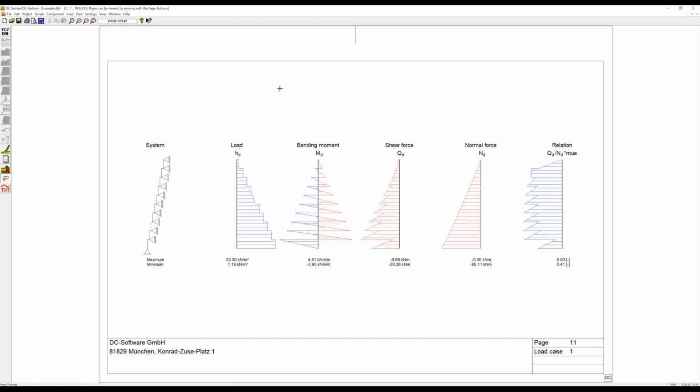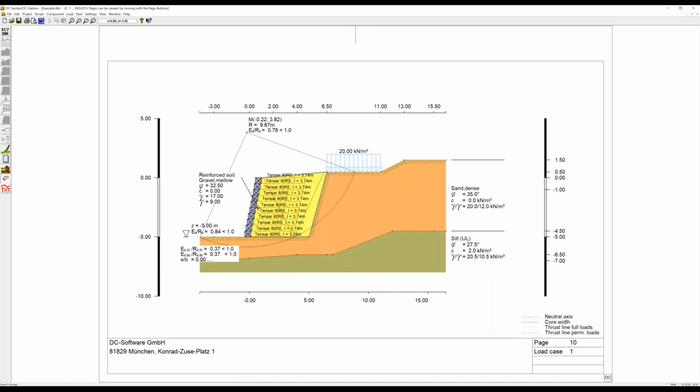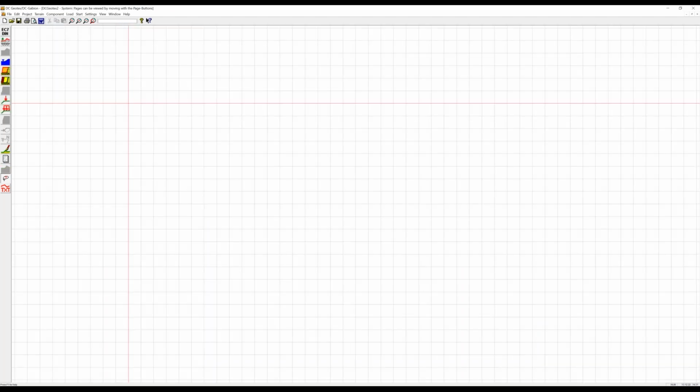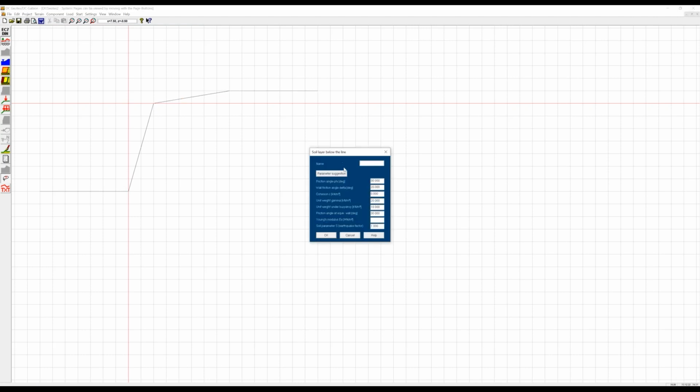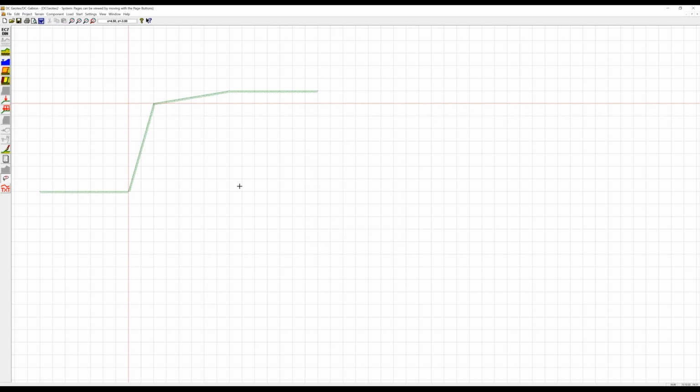So this is a part of DC-Geotex where we have a reinforced soil block with geosynthetics. And the other project, or the other part of the program, is DC-Gabion. Here we have only one slight difference for the input. If we have defined our ground surface here, this should again be some sand, for example. Here we don't define a reinforced soil block, but we directly define the kind of wall.